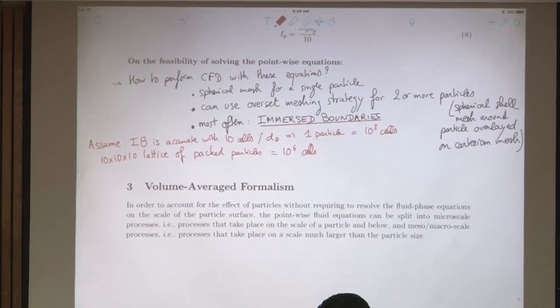We can probably simulate, say you can afford to run with 10 million grid points or maybe 100 million grid points. Then you can start looking at a decent number of particles interacting with one another. But keep in mind, we're at really high volume fractions. What if we're interested in a volume fraction of 10 to the minus 2, 10 to the minus 3? Two orders of magnitude below that. Let's just say 10 to the minus 3.